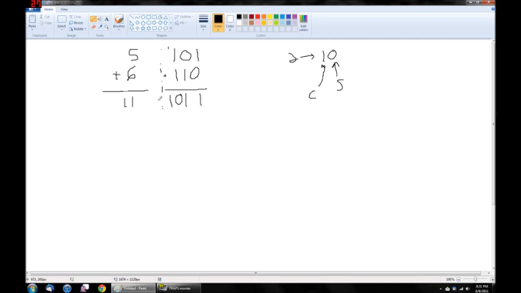Now let's check and see, using our method, if this is actually what we expect. Now we have 4 digits, so our largest power of 2 is going to be 8, which is 2 cubed. So we have 8, and we're not using 4, but we are using 2, and we're using 1. So you can clearly see 8 plus 2 plus 1 is 11.